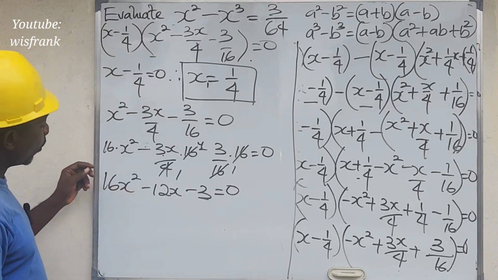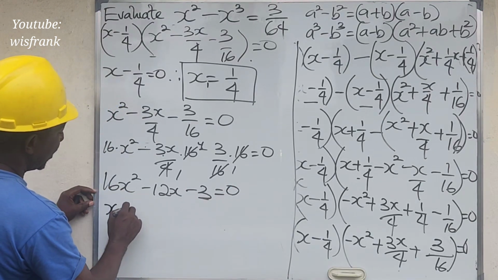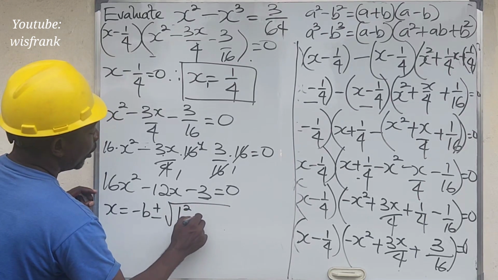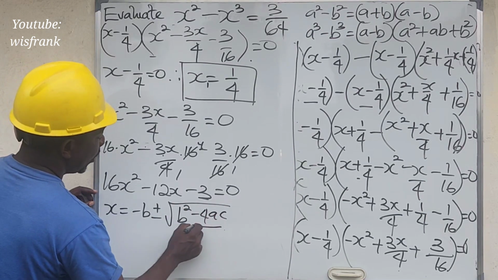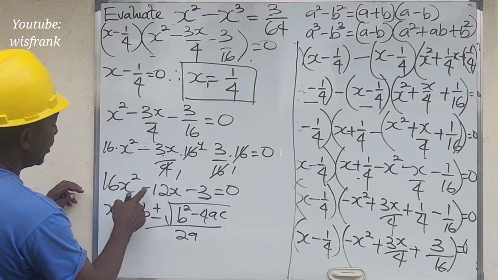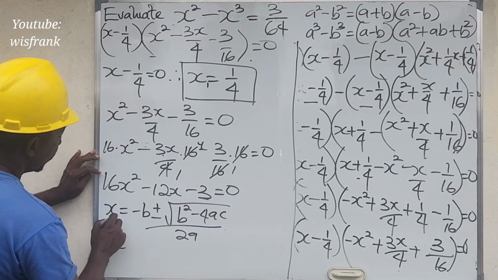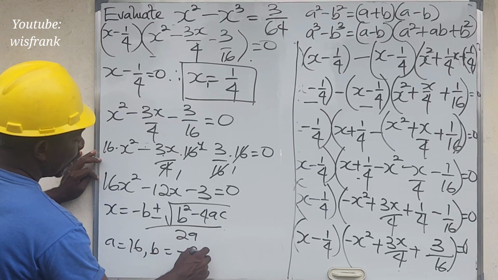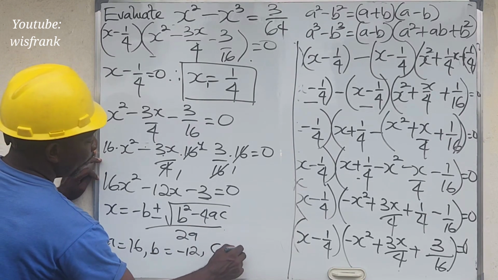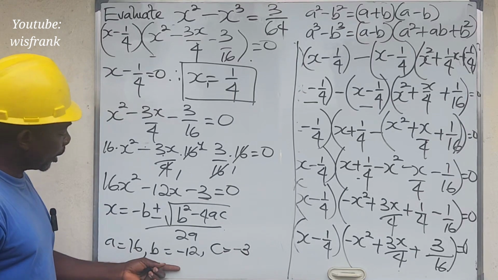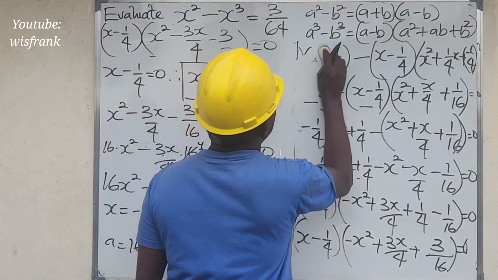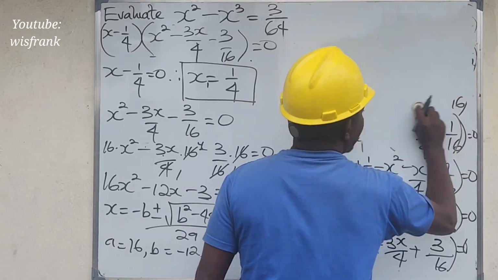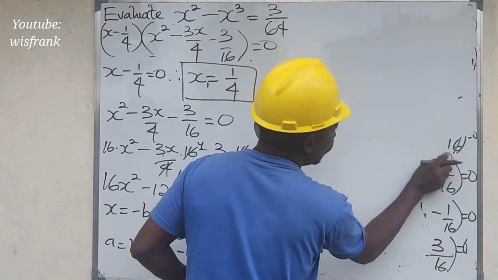So here, our quadratic formula is in the form of x equals minus b plus or minus square root of b to the power of 2 minus 4ac all over 2a. From this equation, our value of a equals 16, our value of b equals minus 12, and our value of c equals minus 3. So substituting these parameters into the quadratic formula, we are going to have the value of x, which will have plus or minus, and it will have two solutions.